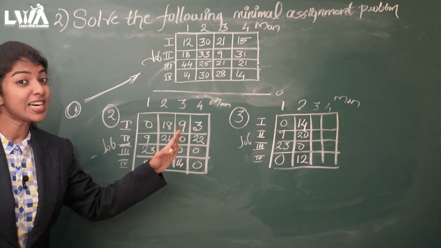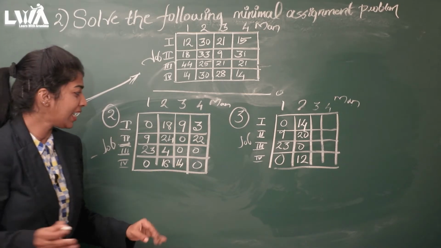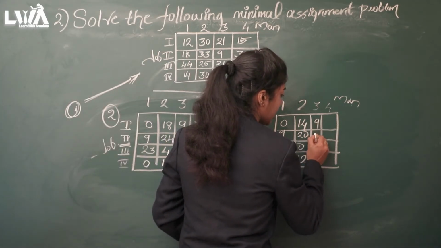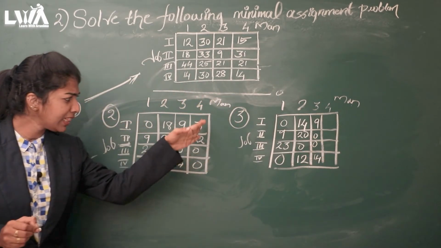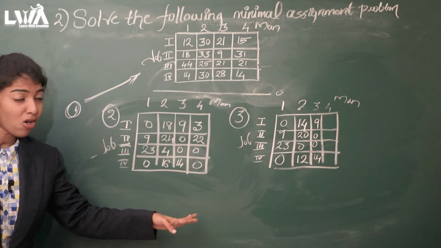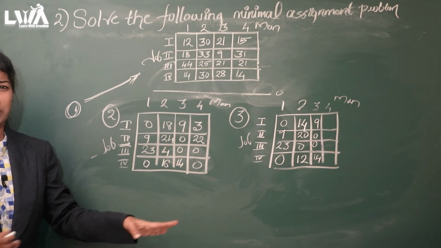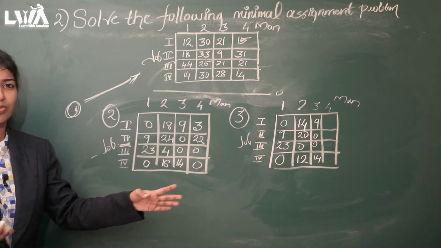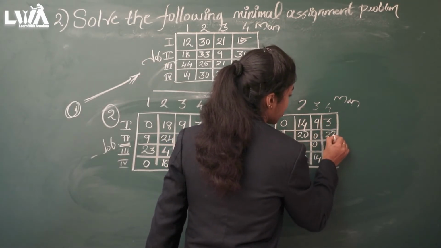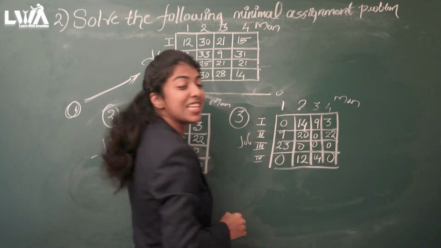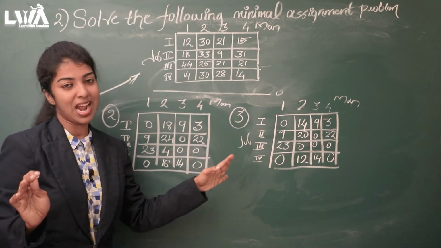Just look at the third column. In the third column, which is smallest? 0. So no change. 9, 0, 0, 14. In the fourth column also 0 is the smallest element. So there is no change. Why? Because when we are subtracting the numbers from 0, there will be no change. So 3, 22, 0, 0. This is our third matrix.